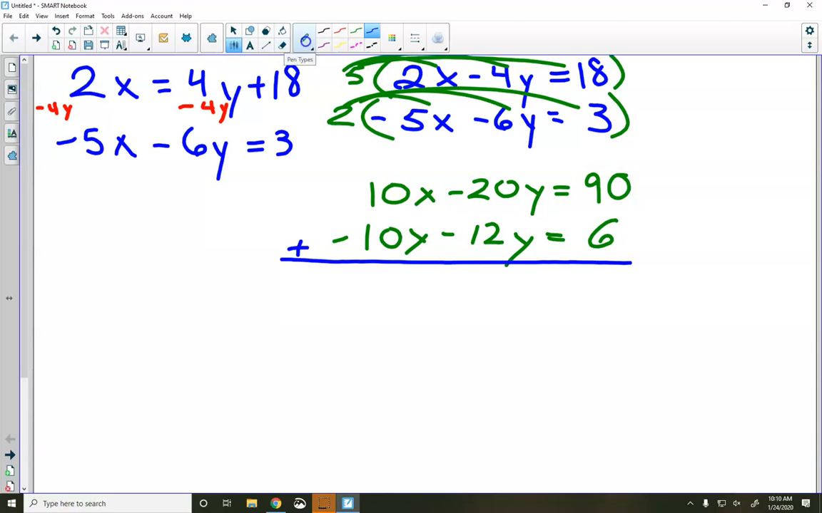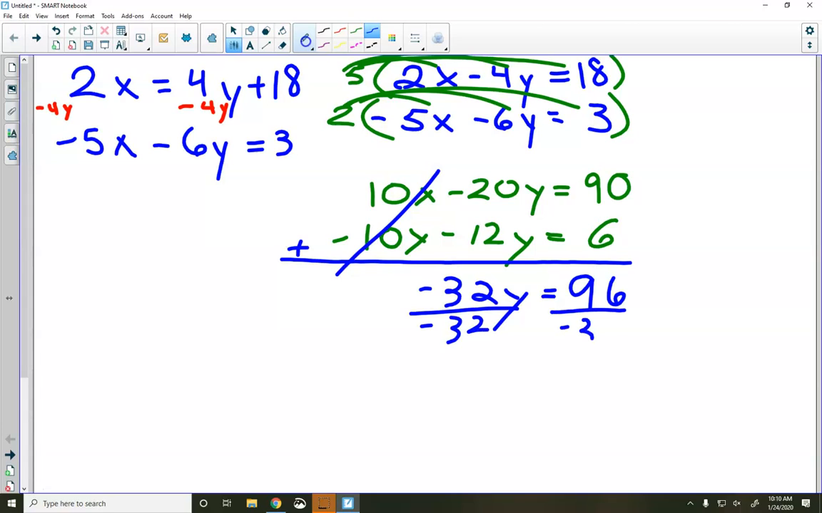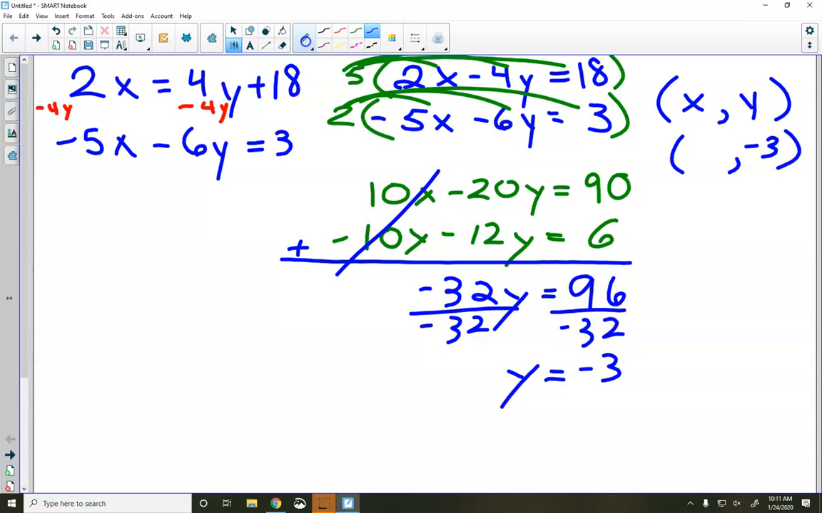All right, so we're adding these two equations. The x's cancel out. Negative 20y plus negative 12y, and 90 plus 6. We divide by negative 32 on each side. Y equals negative 3. We know our answer is going to be x comma y. That's going to be something comma negative 3. This was part 1.